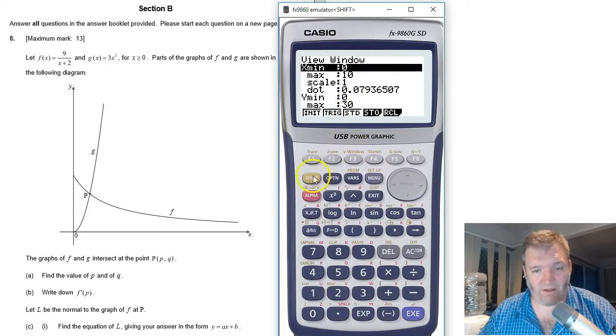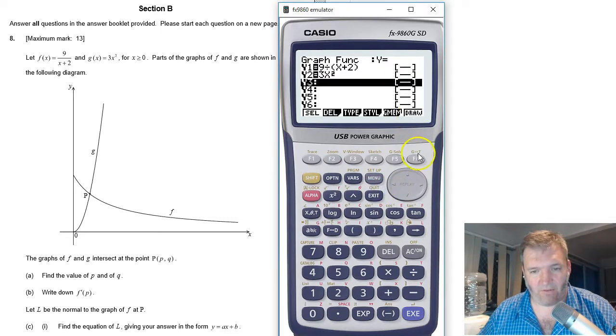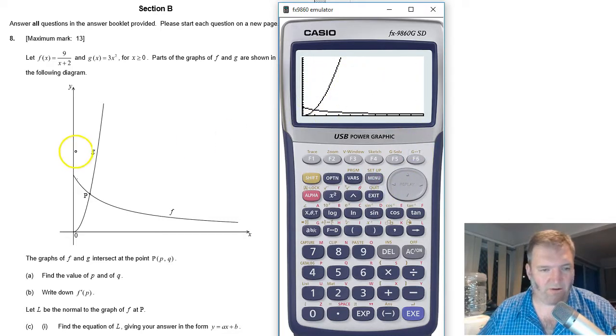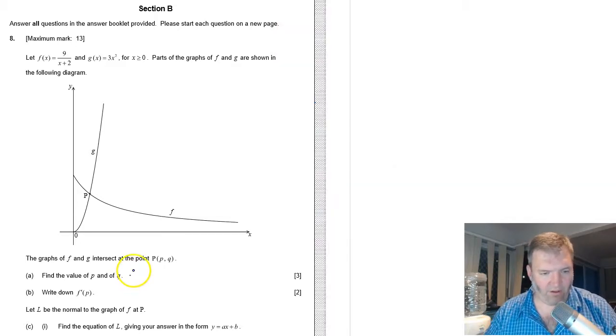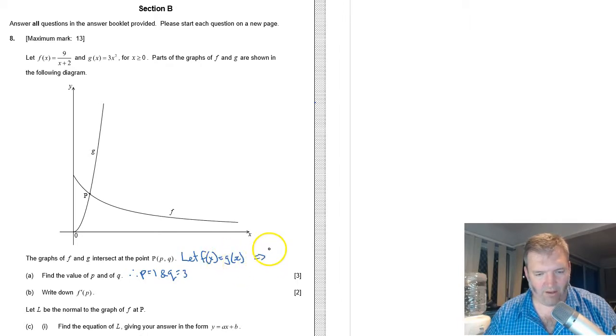Doesn't really matter, but I exit and have a look at my graph. Well, it's not identical, but it's good enough, and we can see where they intersect. That's what we're after. Shift G-solve, graphically solve. Where do they intersect? They intersect at the point (1, 3), so therefore P equals 1 and Q equals 3. Before that you would have said something along the lines of let f of x equal g of x, showing that you know how to solve it, and then use the graphical display calculator to get P equals 1 and Q equals 3. That's enough working for your 3 marks.